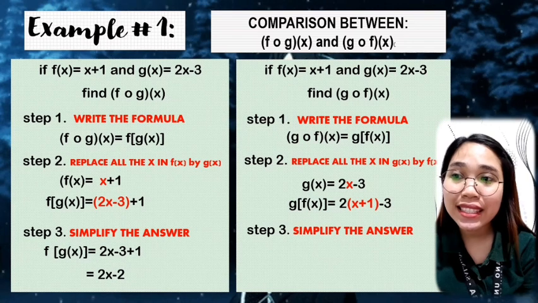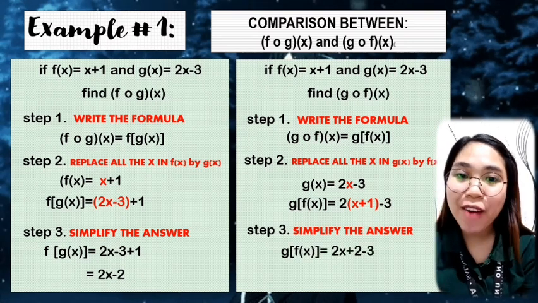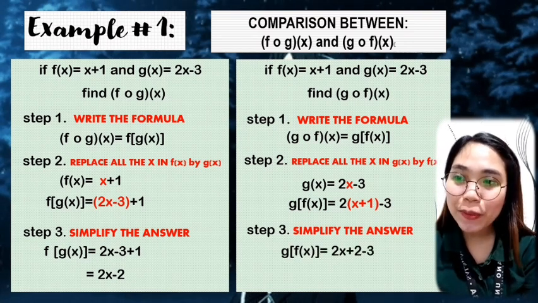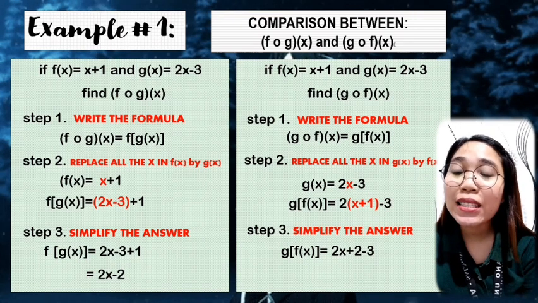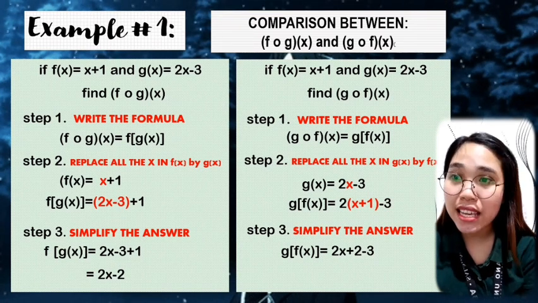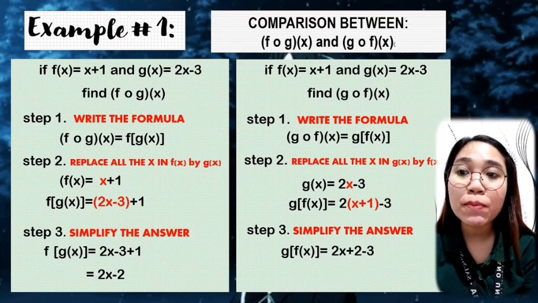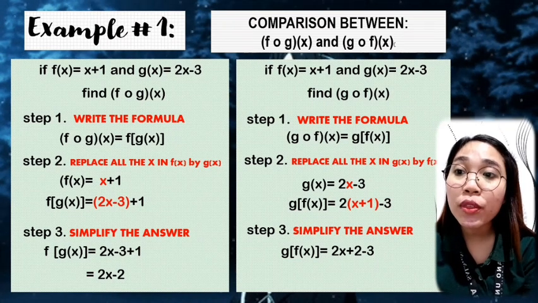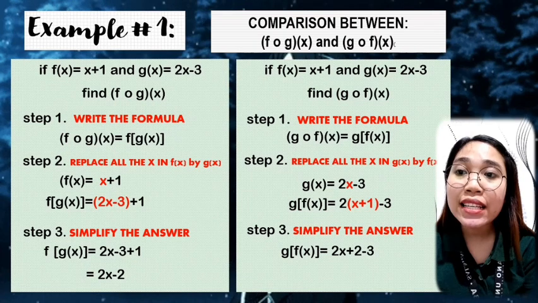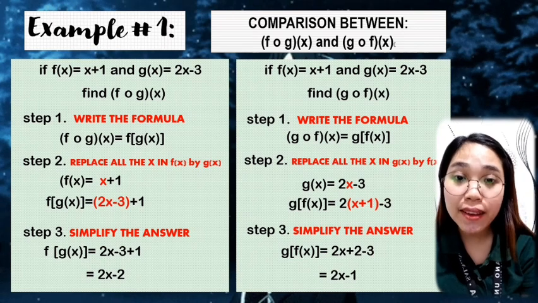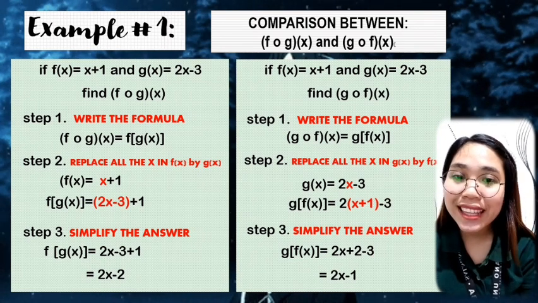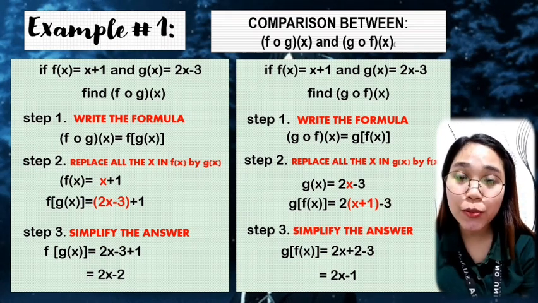Step 3. Simplify our answer. So it will be g of f of x is equal to 2x plus 2 minus 3. Bakit naging 2x plus 2 yun? We distributed 2 inside the parentheses. So we have 2 times x, 2x. 2 times 1, we have 2. Then copy negative 3. Then the answer would be 2x minus 1.